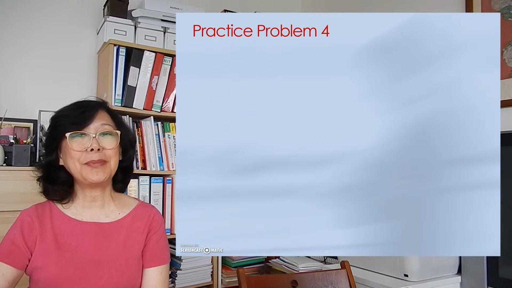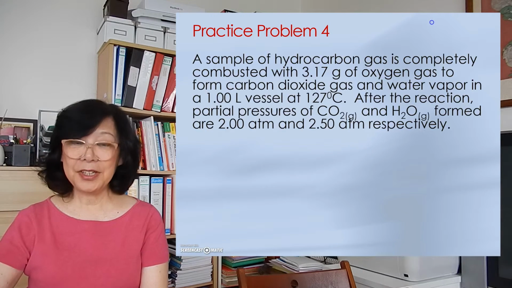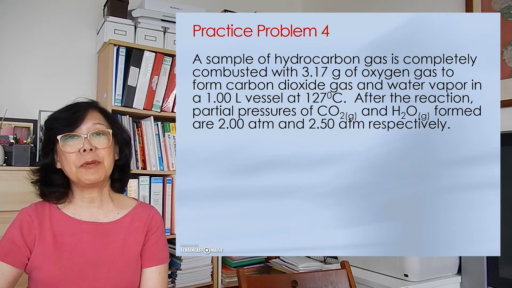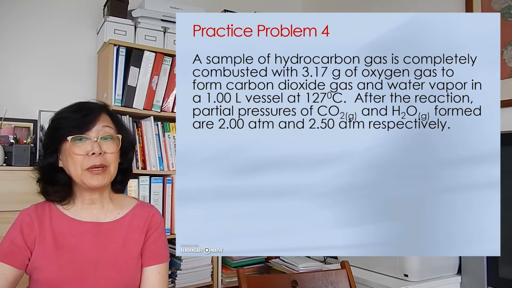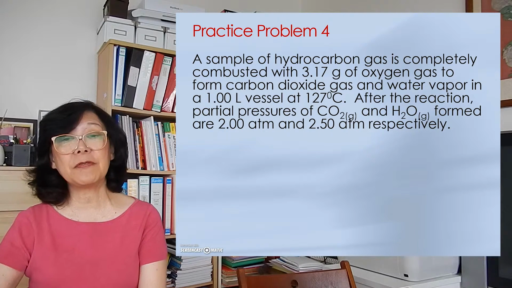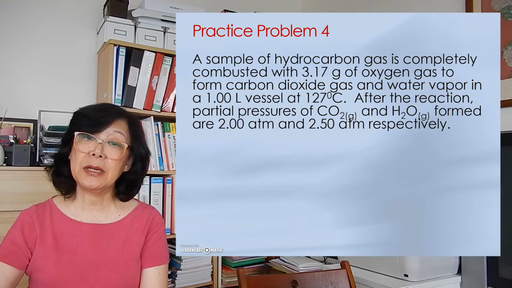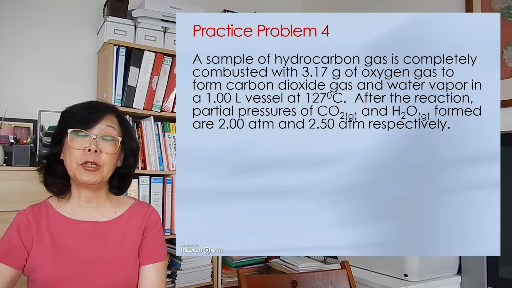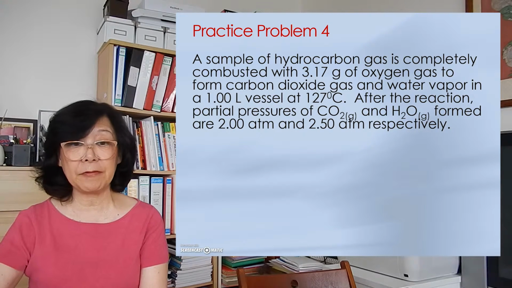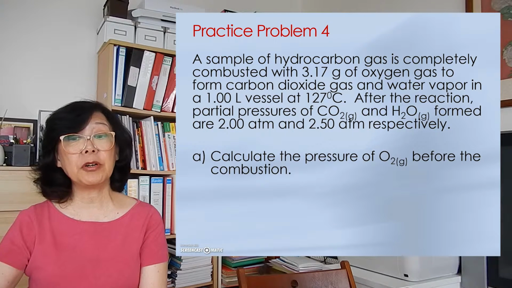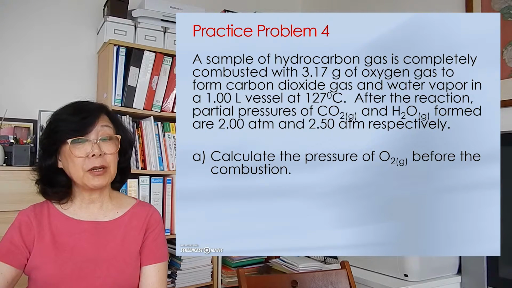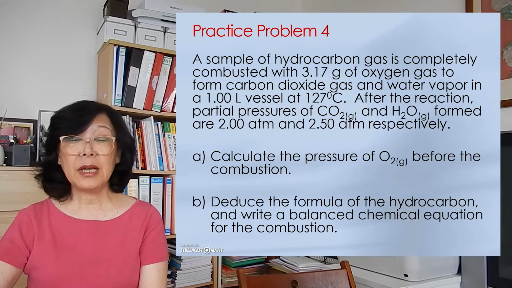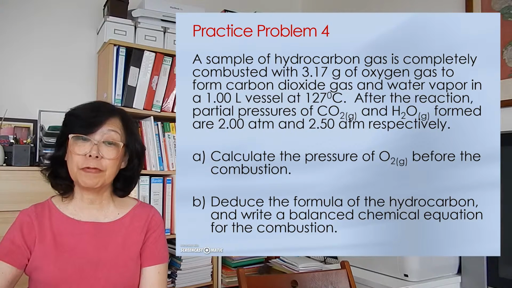Practice problem number 4, my favorite. Here we have an unknown hydrocarbon gas, CxHy, and it's burned with 3.17 grams of oxygen, forming carbon dioxide and water vapor in a 1-liter flask at 127 degrees C. After the reaction, the partial pressures of CO2 and water are found to be 2 and 2.5 atm respectively. Now calculate the pressure of oxygen given before the combustion and deduce the formula for the unknown hydrocarbon and write a balanced equation for the combustion reaction.